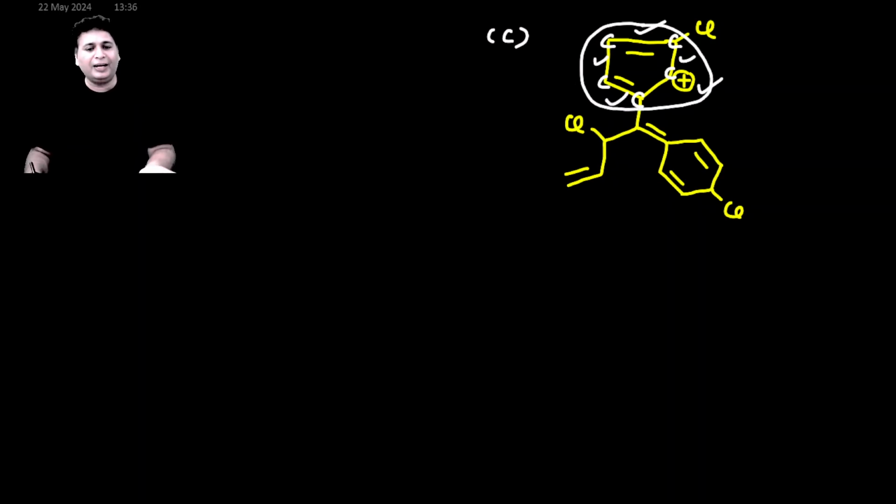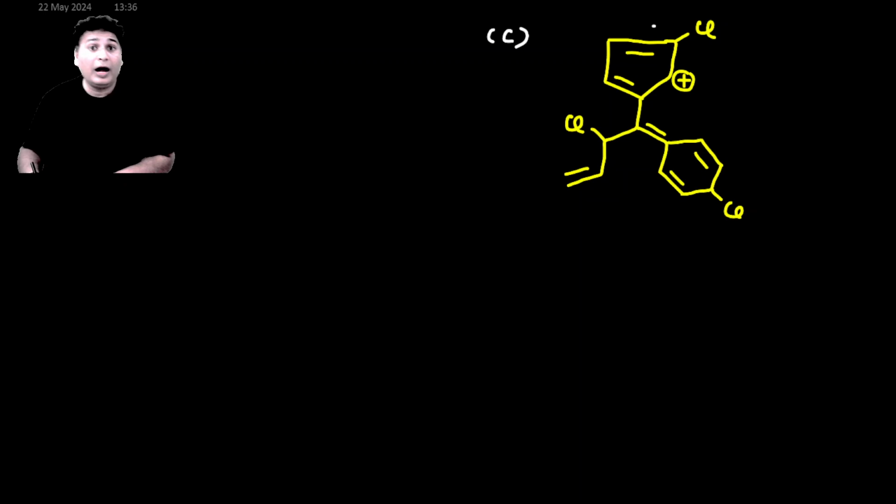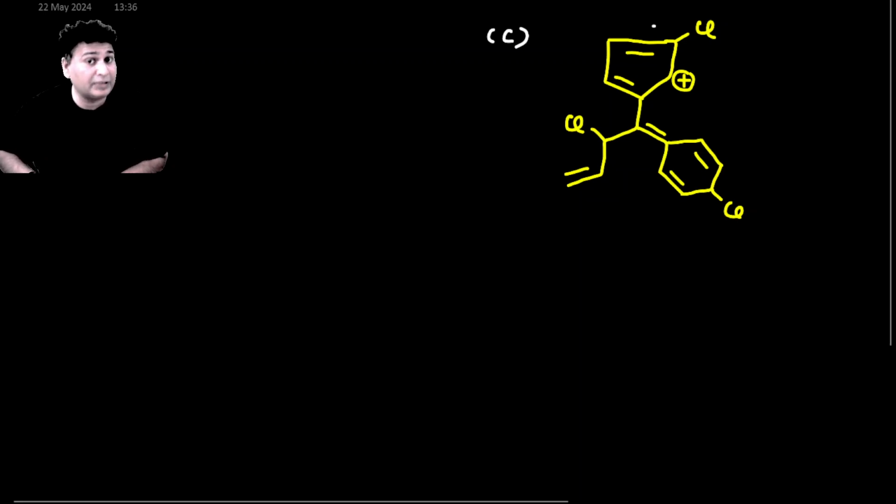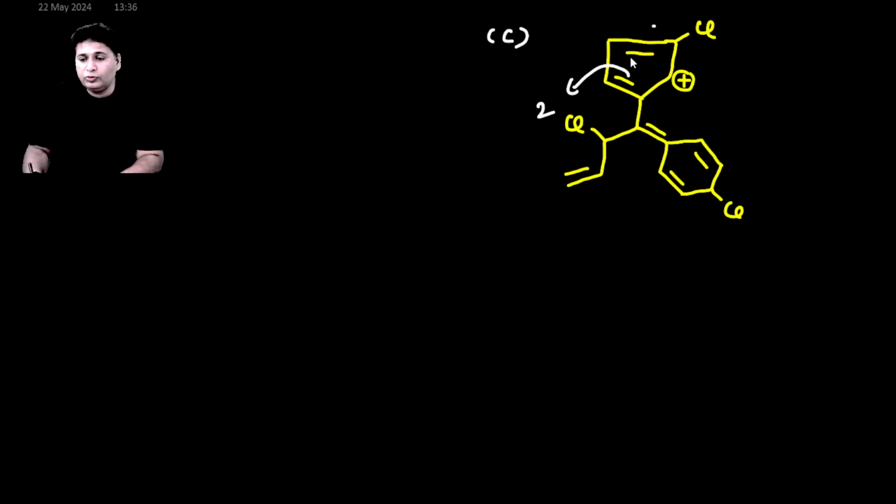So there is a cyclic conjugation. Now comes the question: how many electrons are involved in this cyclic movement of electrons, this cyclic conjugation? Then you will be very surprised that here are 2 plus 2, that is 4 pi electrons.